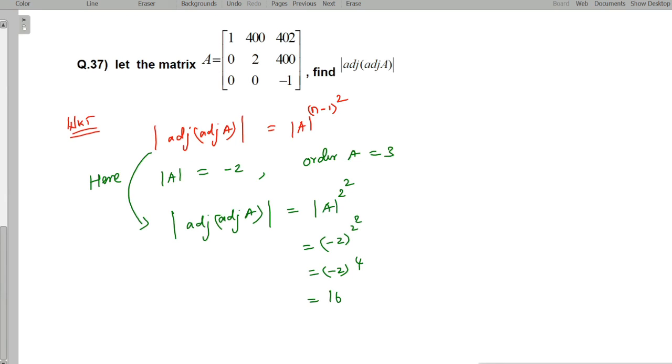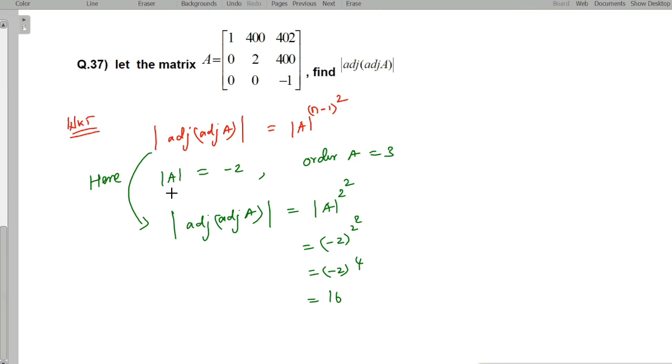Let the matrix A be an upper triangular matrix. You want to find the adjoint of A. So we know the formula: the determinant of adjoint of A is the determinant of A power n minus 1, whole power 2. If we are taking two adjoints, you have to put a 2. Suppose it is only one adjoint, it is enough to take the power n minus 1 only, right? So here n is nothing but the order of this matrix.